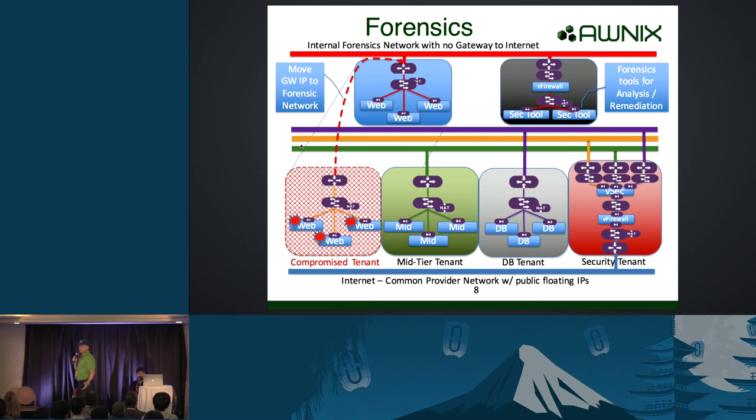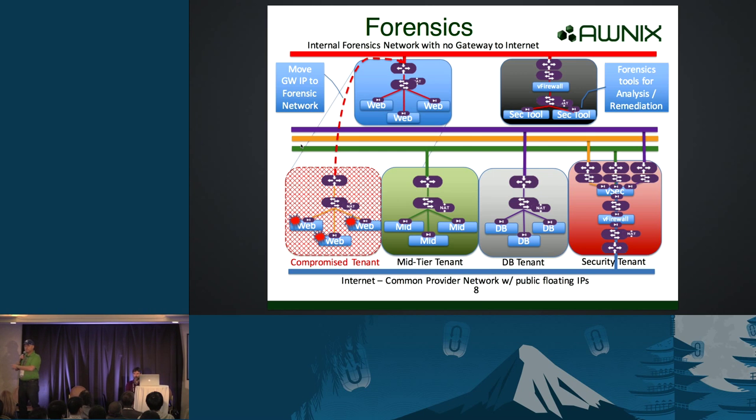Let's say something does get attacked, right? Well, what if you had a forensics network? Now, if you'll notice, the forensics network has no gateway on it. It doesn't talk to the security tenant. It doesn't talk to the internet anywhere. But because we're using the software-defined networking overlay here from PlumGrid, what we can do is simply change the IP on the gateway of the compromised tenant and attach it to the forensics network. And then over here, we have another set of tools which your forensics and security experts use, and they can go ahead and figure out what's going on inside of that compromised tenant in the event that it happens, but it doesn't get anywhere else, right?